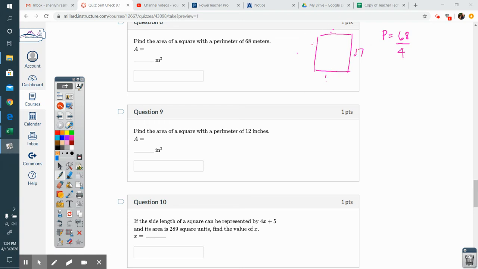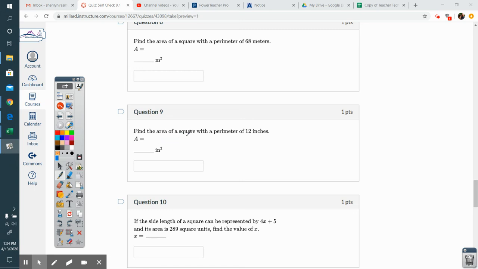So if I have 17 here, 17 here, so that's the length and the width, you multiply these together to get your area. 17 times 17 is equal to 289. So the area is 289 meters squared because it's 17 meters times 17 meters. And I should have put this in, but I didn't think of it at the time. But meters times meters is meters squared. So that's where that came from. 68 meters, you divide by 4, and that's where one side would be 17 meters.